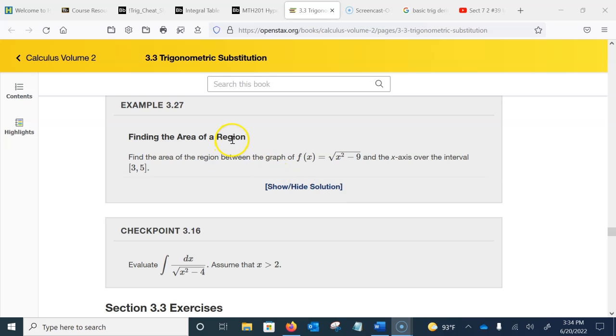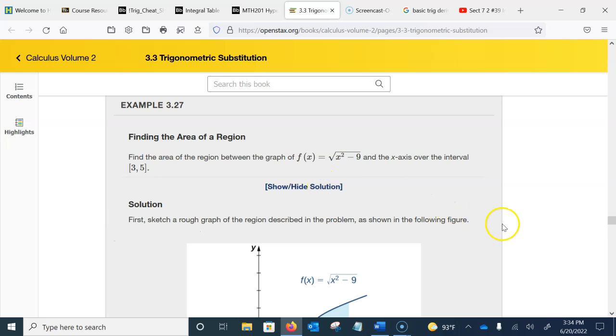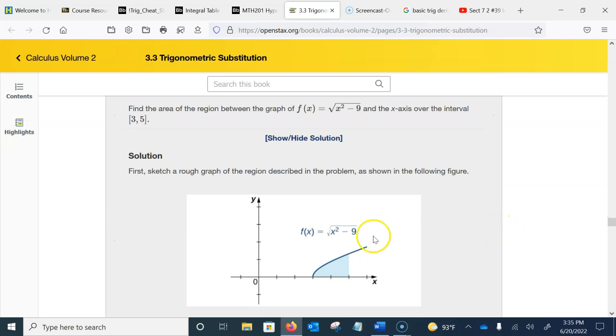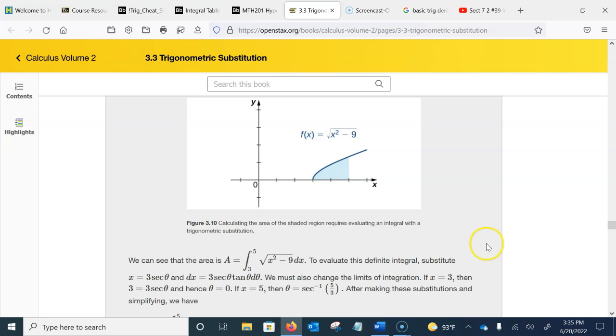Find the area of a region between the graph f of x equals root x squared minus 9 and the x-axis over the interval 3, 5. Okay, so here's my upper function, root x squared minus 9. And the x-axis, of course, is the lower function. And we're going from 3 to 5. So the area, here's the integral setup.